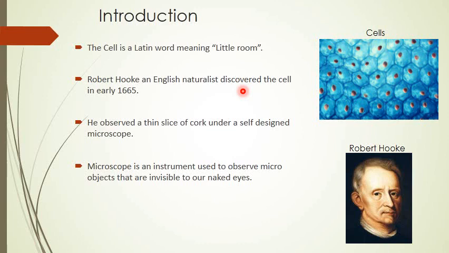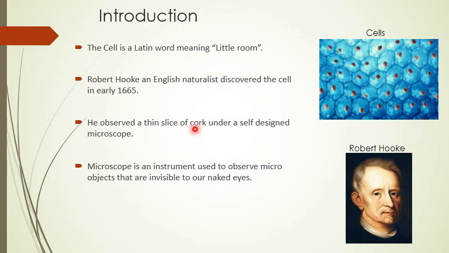How did he discover it? He took a slice of cork. Cork is a hard substance present in the bark of the tree. He observed it under a self-designed microscope. In those days the microscope was not so well known to the people, so he designed a microscope himself and started observing under it.